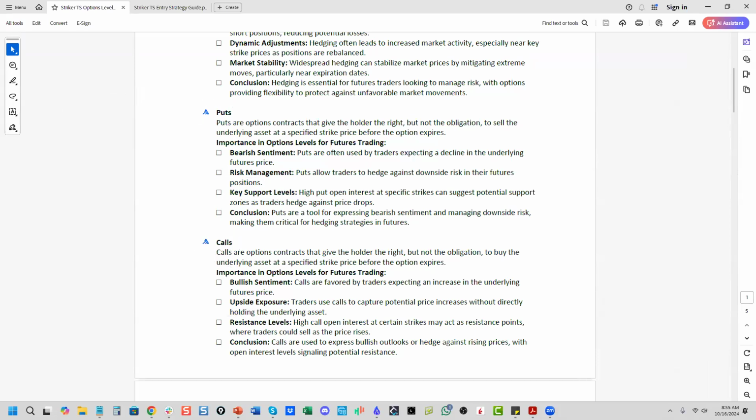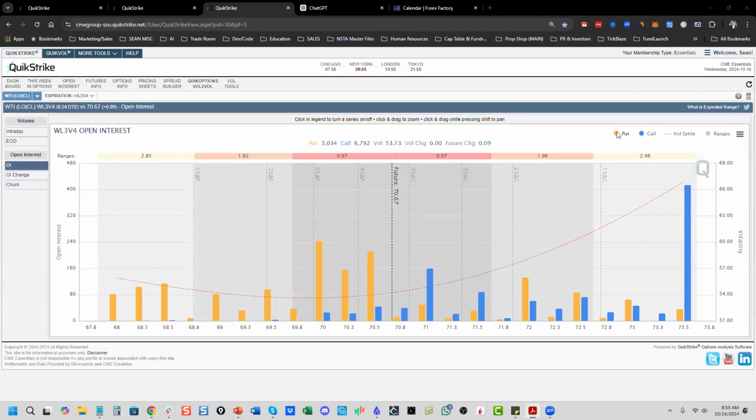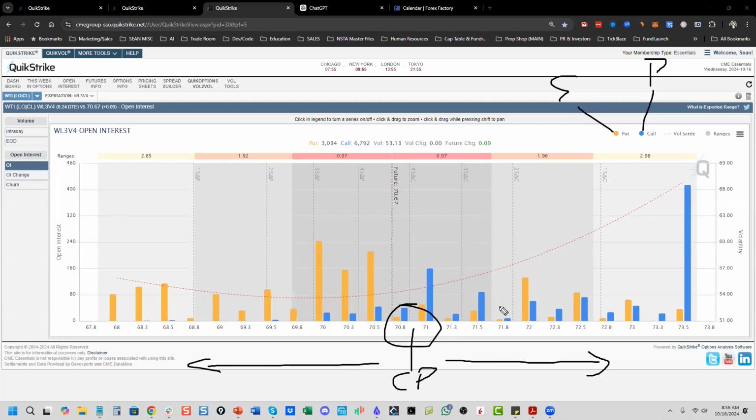So let me show you how to make this easy. Puts are orange, calls are blue. Support, resistance. We're trading here. Current price. This is prices above, prices below. We look at the blues above price. We look at the oranges below price.